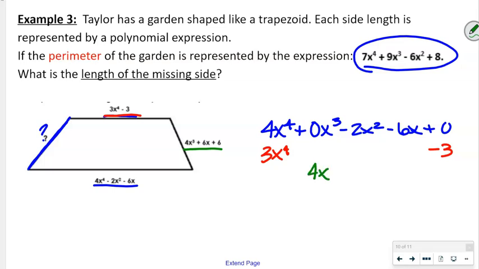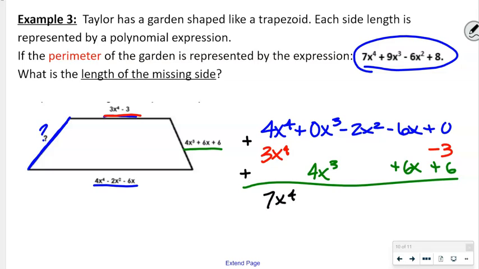So 4x to the 3rd goes under that 0x to the 3rd plus our 6x plus our 6, okay? So now all we're doing with these again is adding the 3 of them together to see what we get, right? So we get 7x to the 4th plus 4x, bringing this one down, negative 2x squared. Negative 6x plus 6x gives me nothing, right? These two are going to cancel each other out. And then 6 minus 3 is 3, okay?